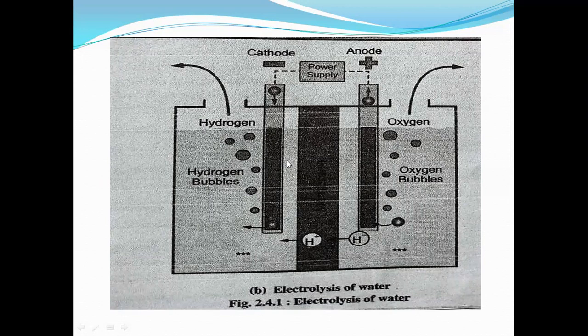Then the oxidation and reduction reactions take place, and bubbles are formed, that is hydrogen bubbles and oxygen bubbles. Then positively charged ions are attracted to the cathode, and negatively charged ions are attracted to the anode. Hope you all get this electrolysis of saline water. Electrolysis of normal water.